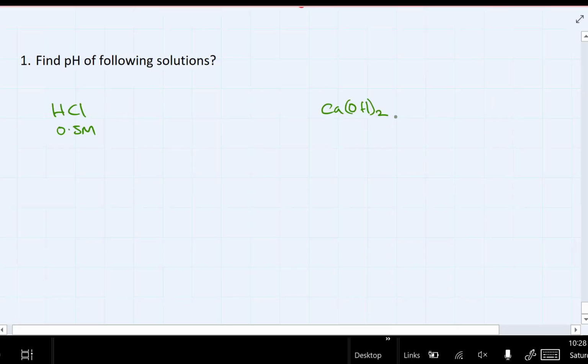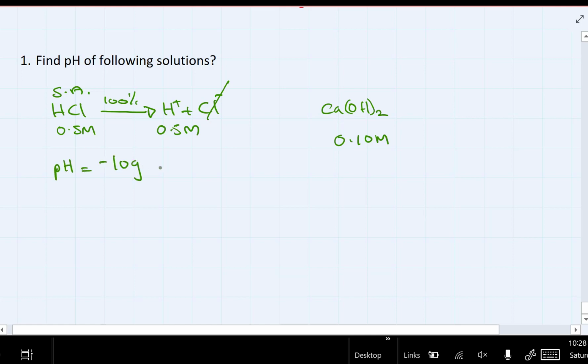Hi, let's do some acid-base questions. HCl and calcium hydroxide. Hydrochloric acid is a strong acid with 100% dissociation, so you get H plus and Cl minus. 0.5 molar, 0.5 molar. So therefore, pH is minus log of the H plus, plug it in. You should get the pH 0.30, close to 0.